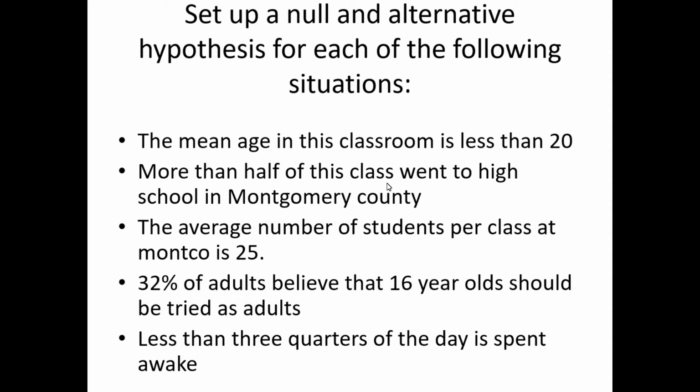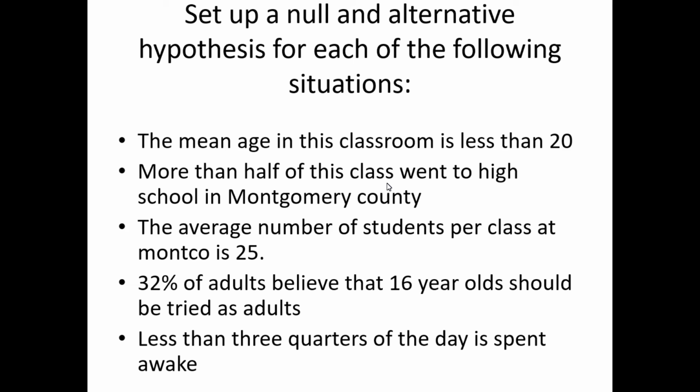For the average number of students per class at Monco is 25, you would want to do H0 colon mu equals 25. Since it doesn't tell us we're trying to prove that it's less than or more than, we're going to use not equal to as our alternative.